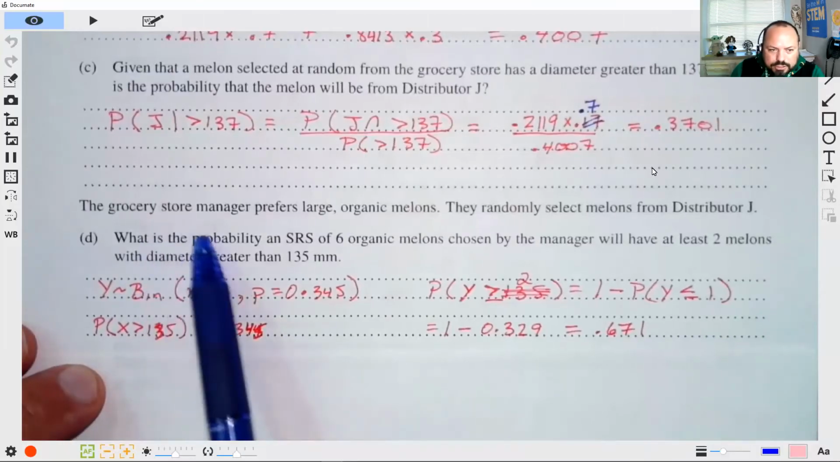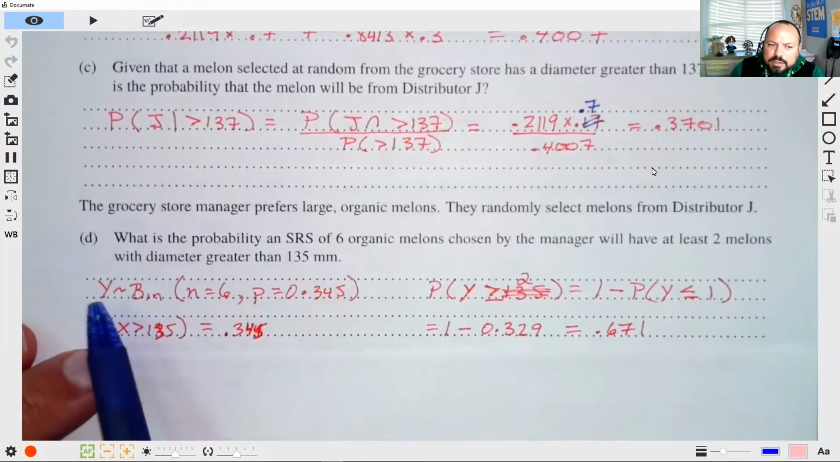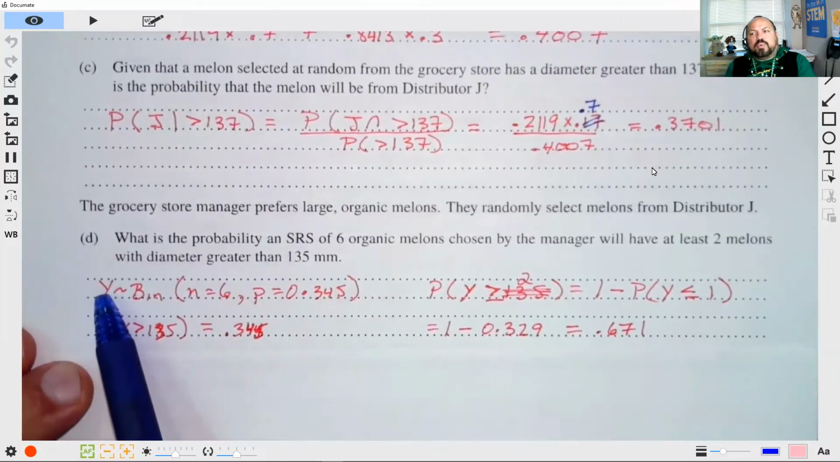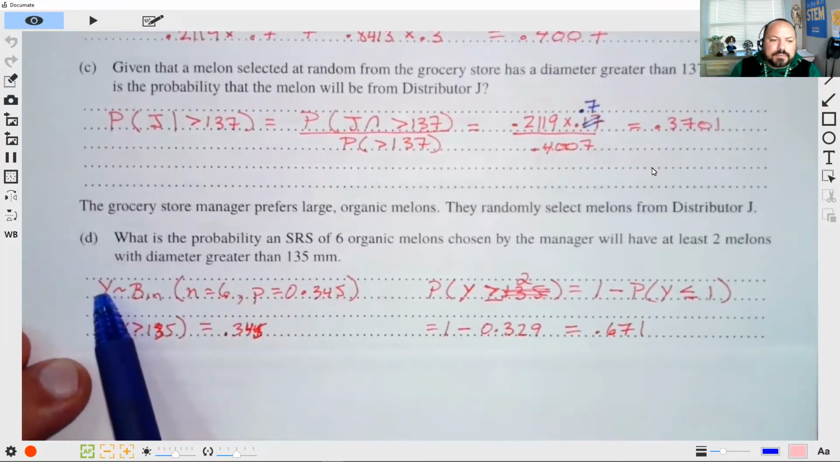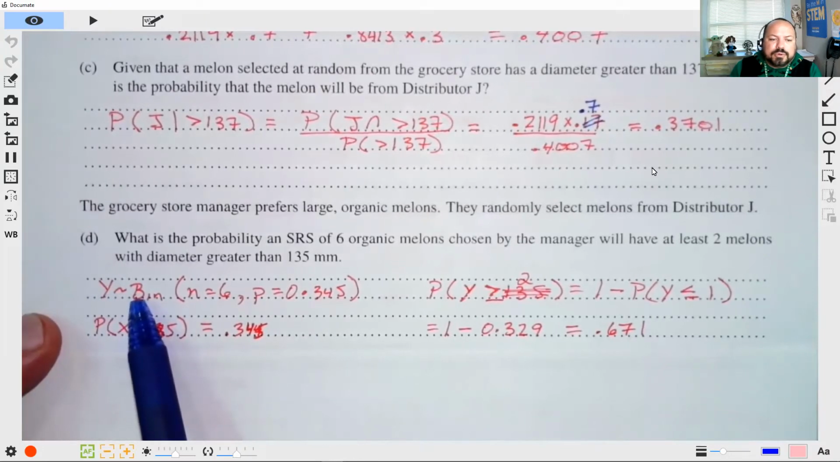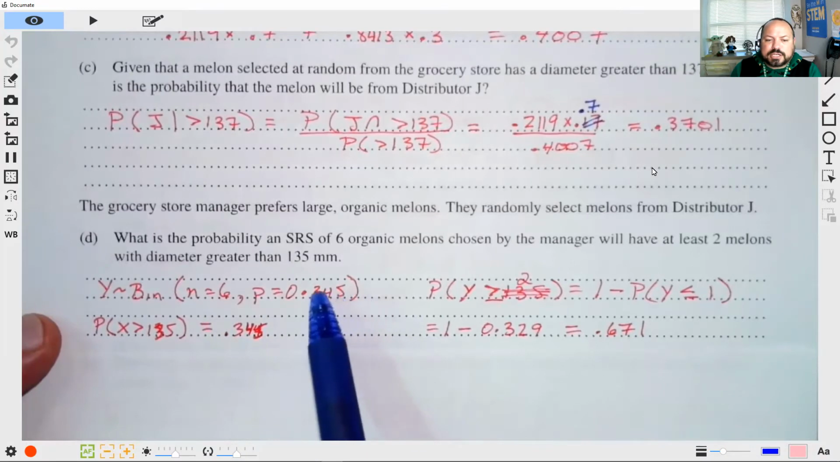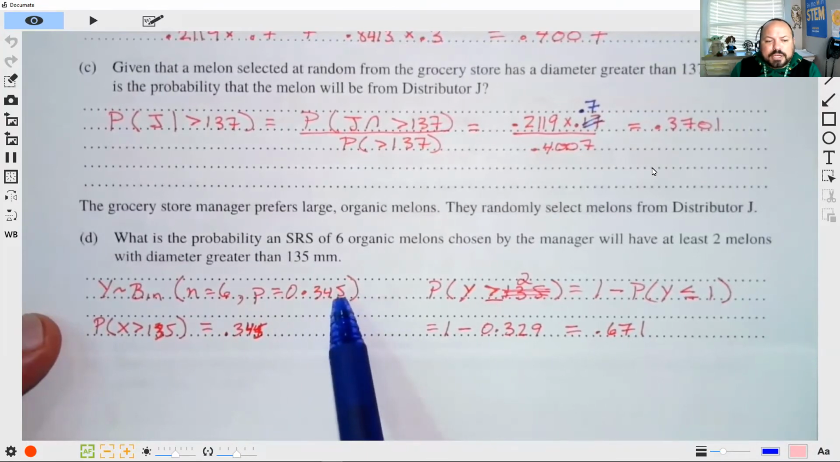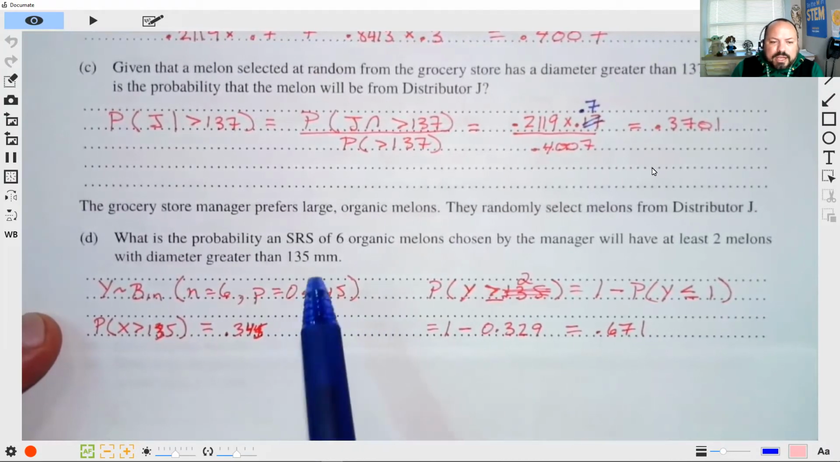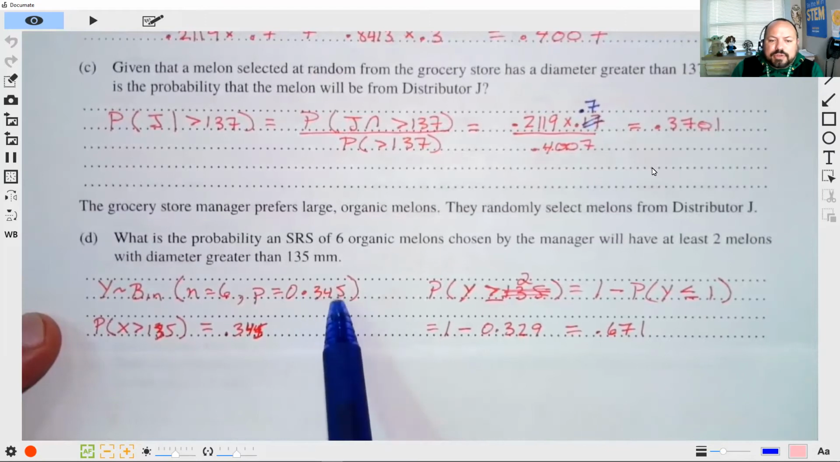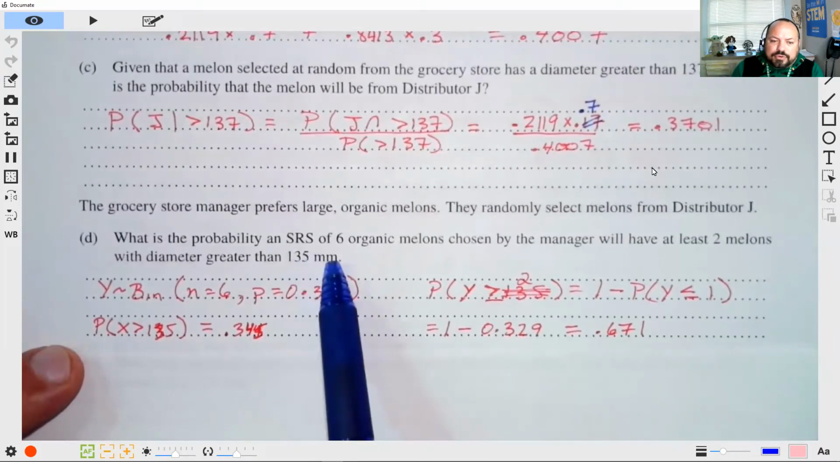So if we look at this, we are going to define a new variable Y, and Y is going to be binomial, where I have a fixed number of trials, 6, and a fixed probability of success, 0.345. Now, where did 0.345 come from? 0.345 came from the fact that that is the probability of any individual melon having a diameter greater than 135.